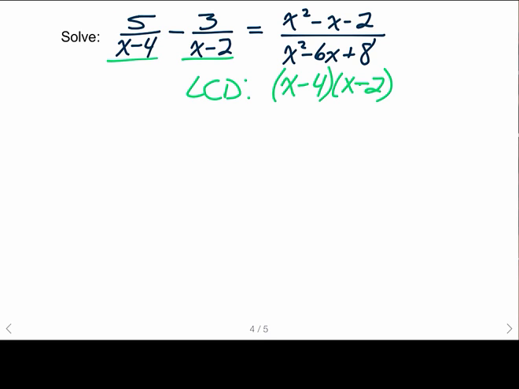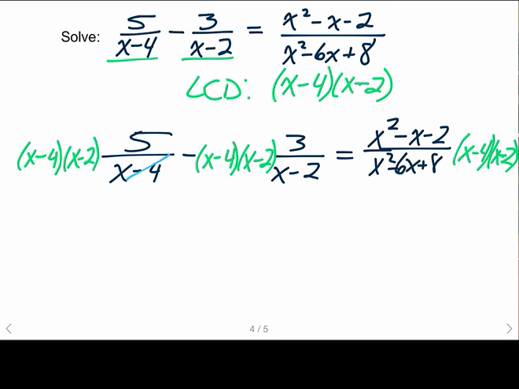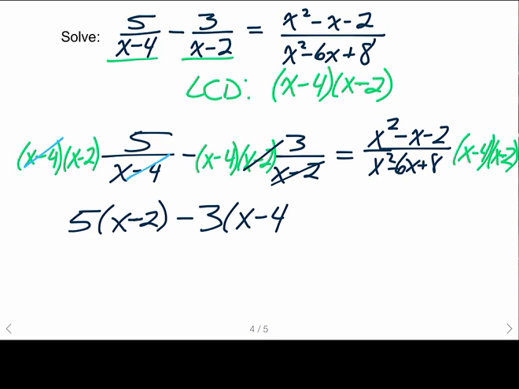In keeping with what we've done, I'm going to rewrite this, and then hit all of the terms with the least common denominator. So in the first term, the x minus 4's divide out. I have 5 times the quantity of x minus 2. In the second term, the x minus 2's divide out. I have negative 3 times the quantity of x minus 4. And on the right-hand side, that denominator was the least common denominator, so the whole thing divides out. I'm left with x squared minus x minus 2.